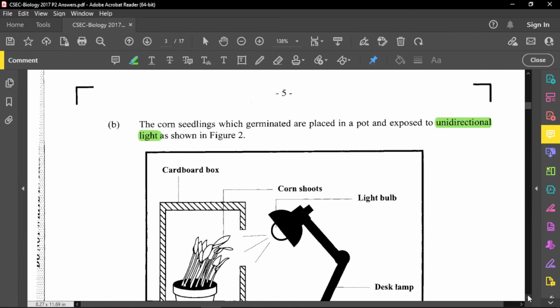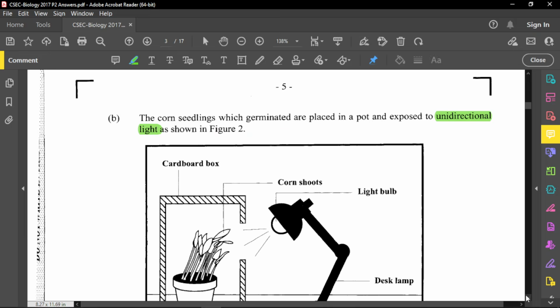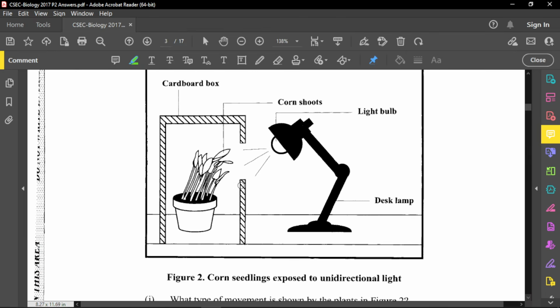Now for part B, the corn seedlings which germinated are placed in a pot and exposed to unidirectional light as shown in figure 2. And the term unidirectional light means that light is only entering the plant from one direction. As the diagram will show you, there's also a slit in this carton box. So light is only coming from this direction only. So that's what it's called, unidirectional, all right?